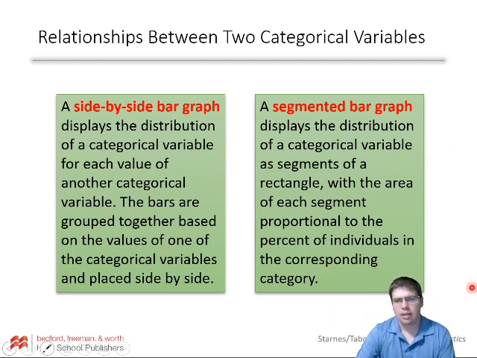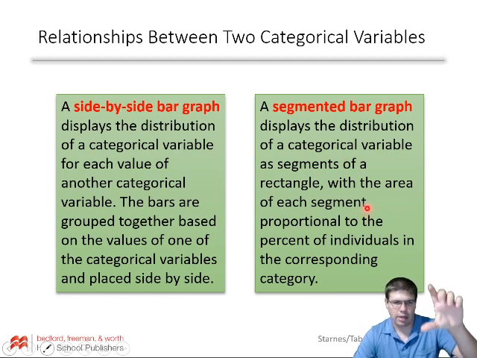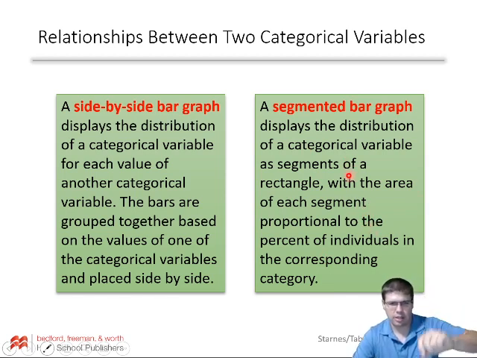The other option is we can do a segmented bar graph, where we can actually split it up vertically. Those are kind of like those ribbon charts I was talking about in the last unit, where you can show those proportions. It's almost like a rectangular pie chart type thing.